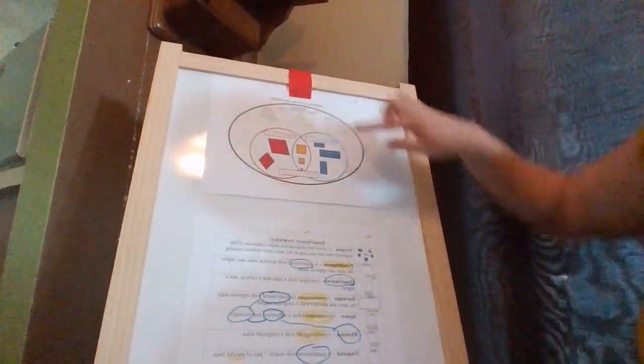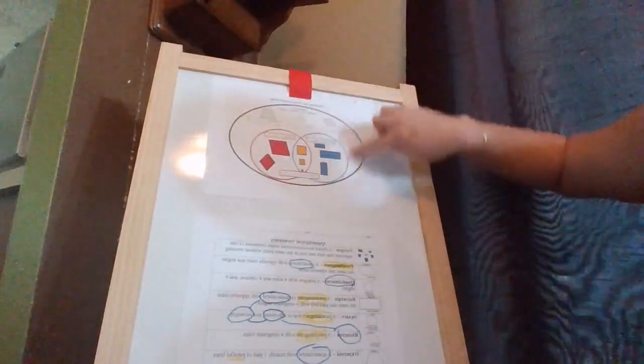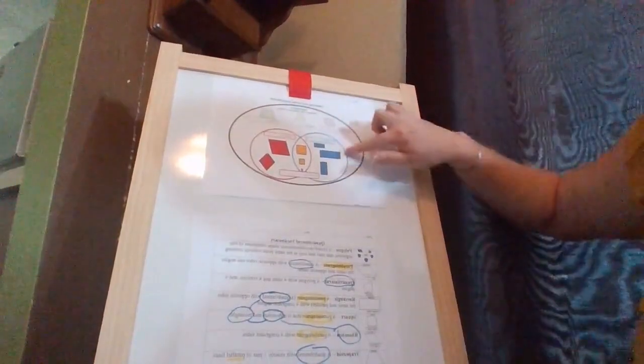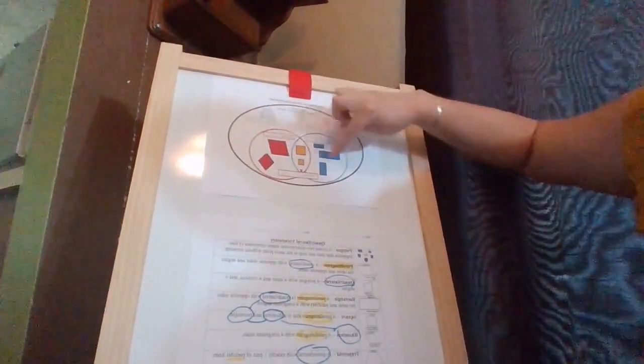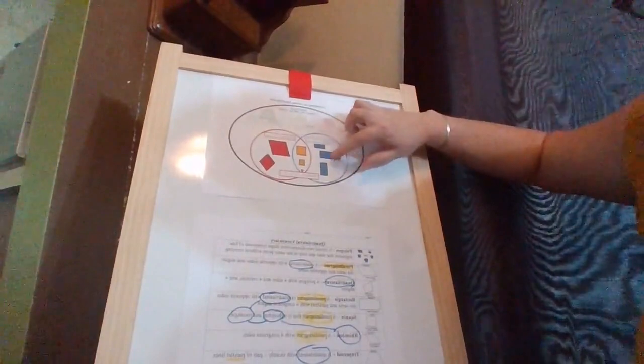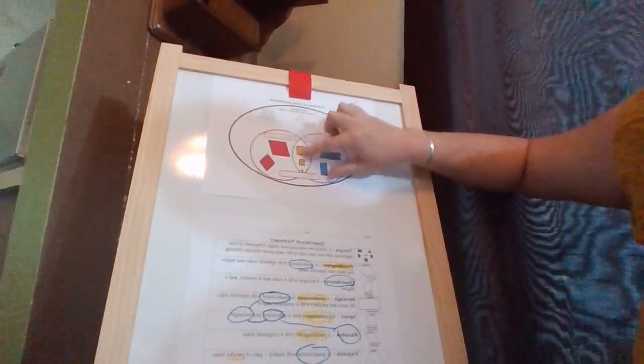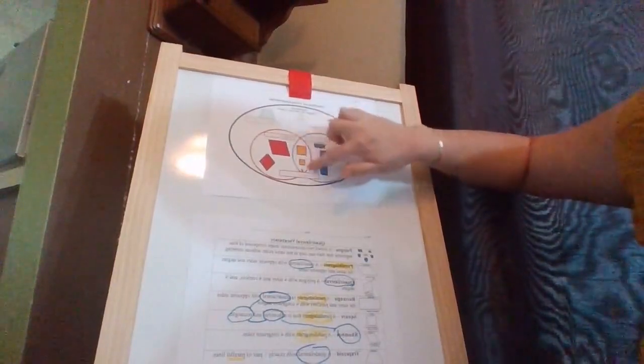So this is a Venn diagram. Do y'all remember the Venn diagram? A Venn diagram is two circles. See the two circles? They overlap and they share the similar middle. See how they overlap? And these things are similar or the same in the middle.